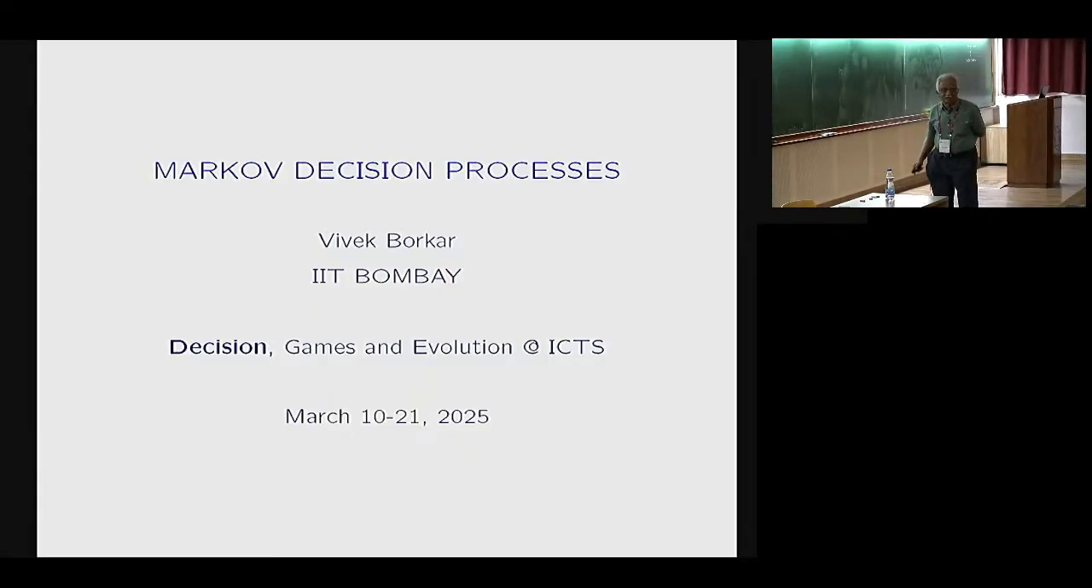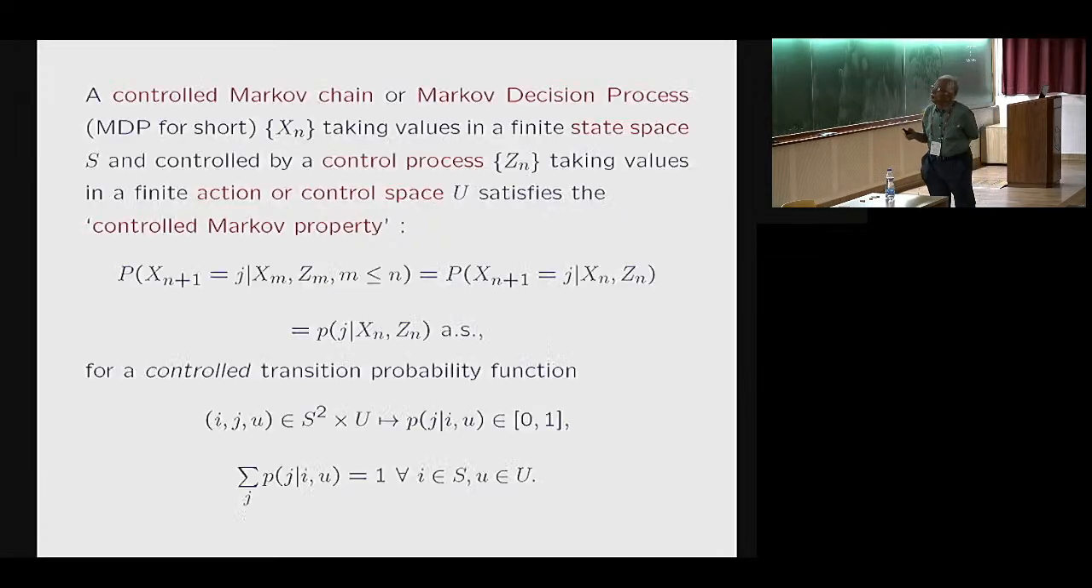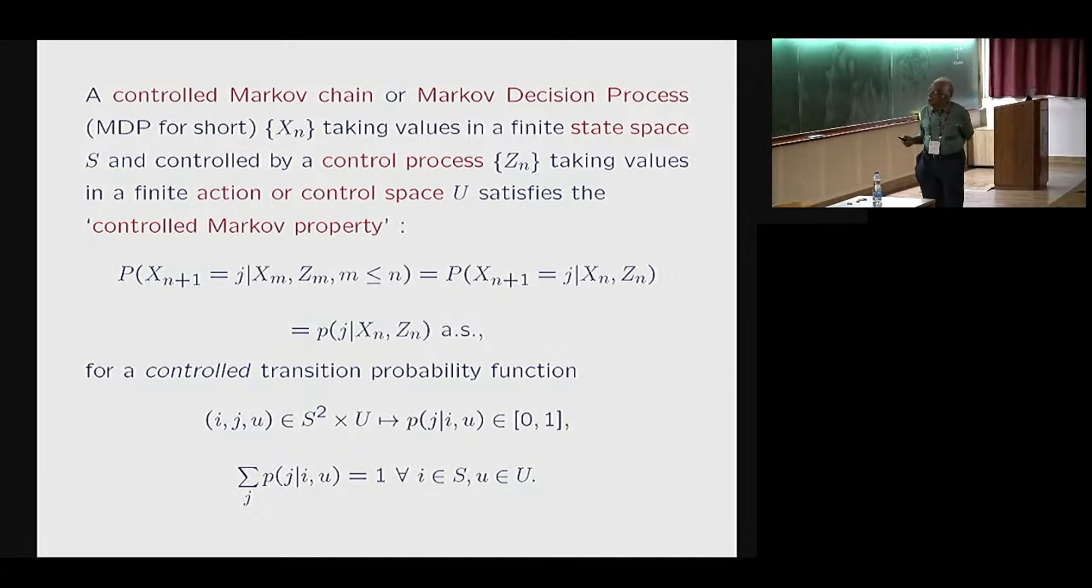Okay, so this is a somewhat different topic, though it does use some of the things I did earlier, but by and large independent. So this is about Markov decision processes, also called controlled Markov chains. So here's the definition. In the standard Markov chain, the probability that the next state is j given the past, say Xm for m less than or equal to n, should be p of j given Xn. But here there's some extra variable called Zn, which is a control process.